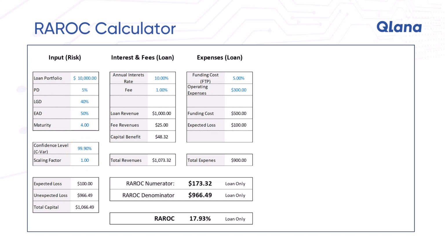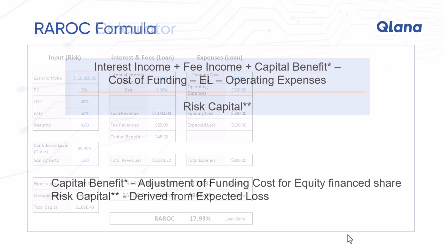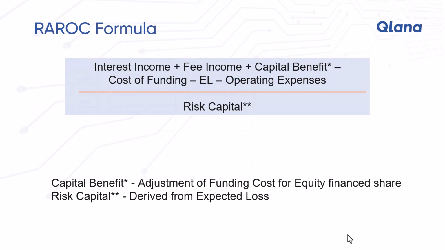The unexpected loss or economic capital is a factor that we will use later in the risk appetite concept. Given that we now have an indicator about the risk related to a specific loan in the form of an equity contribution, we are in the position to calculate the risk-adjusted return on capital, or RAROC. Conceptually, the formula for RAROC looks like this.